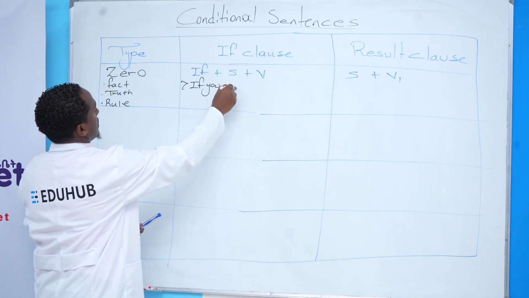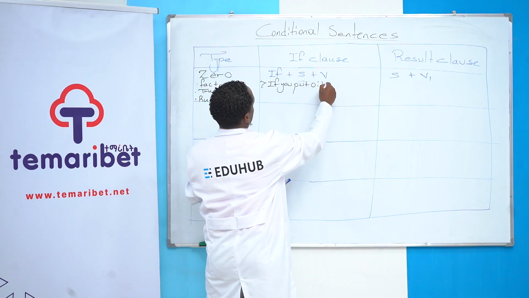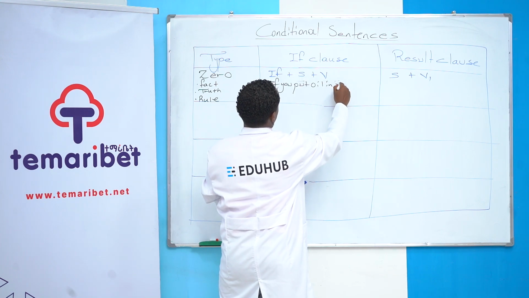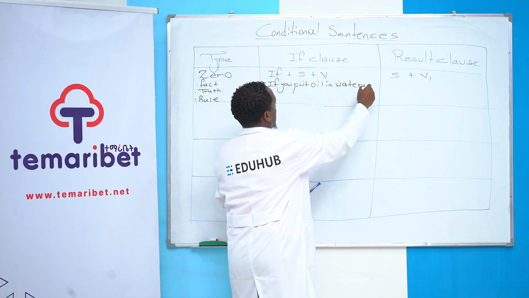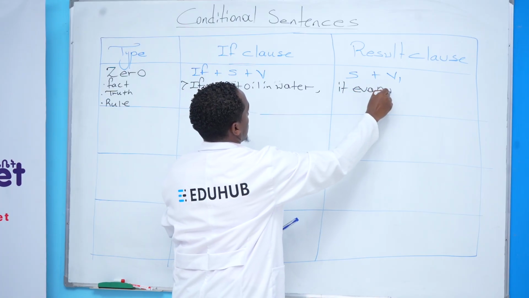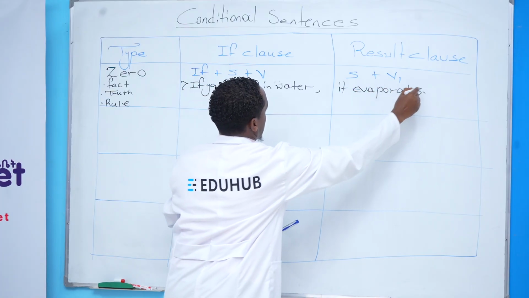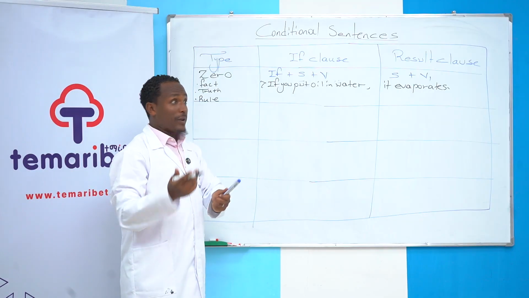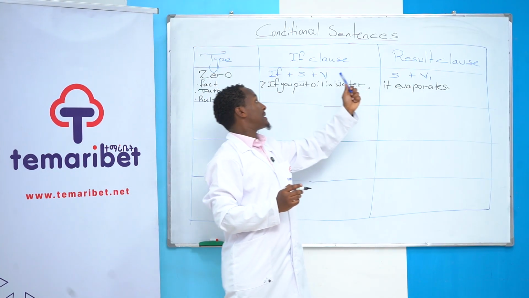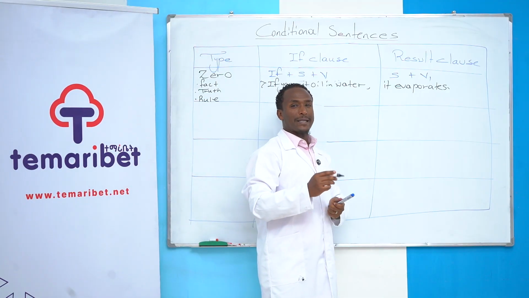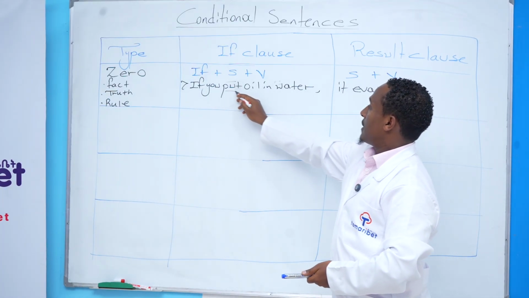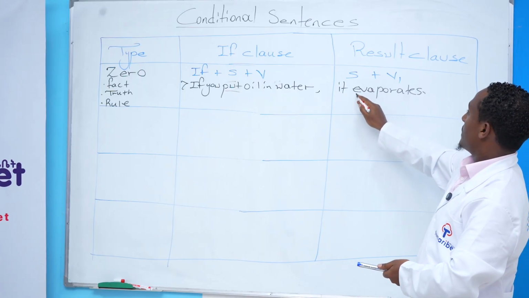For example, if you put oil in water, it evaporates. Now, whenever you put oil in water, that material, that means the oil, what? Evaporates. We use verb 1 and verb 1 here. Okay?